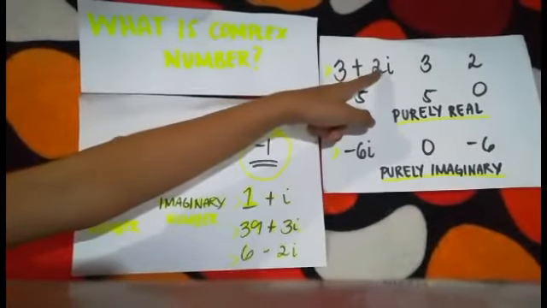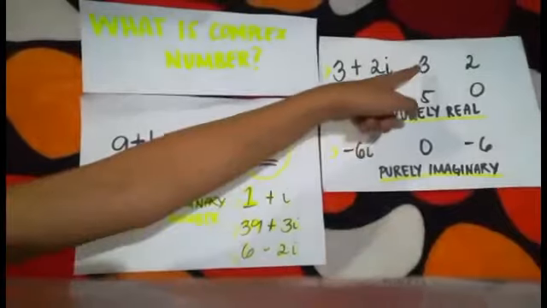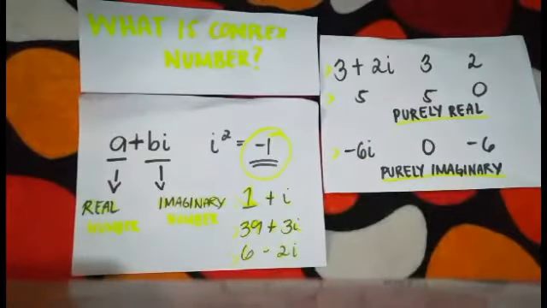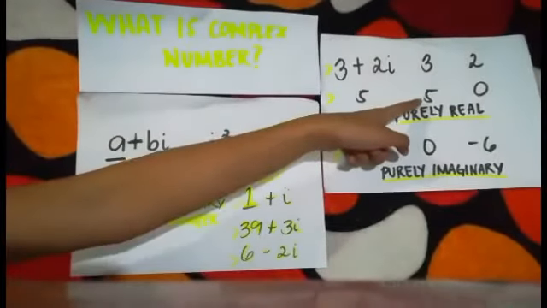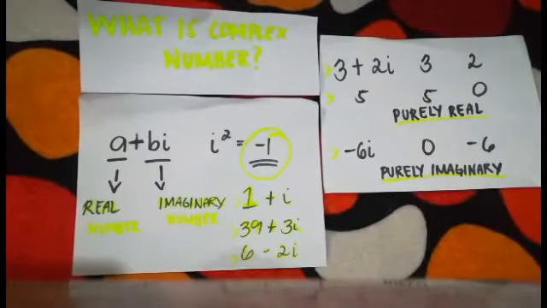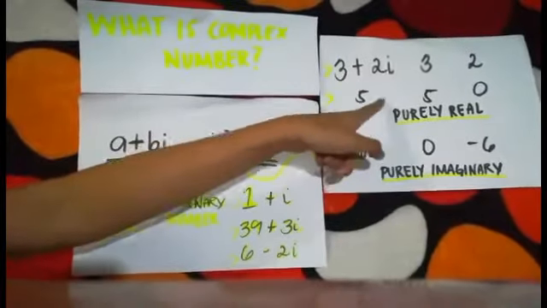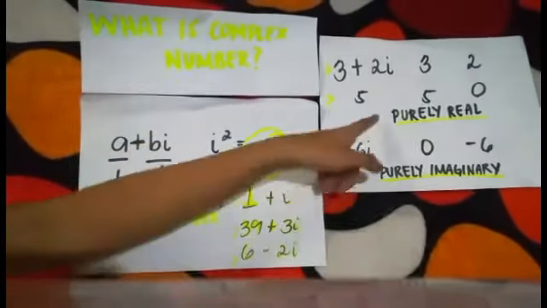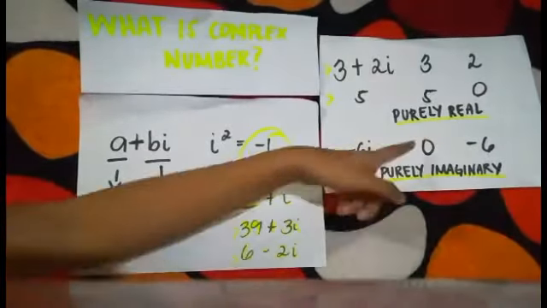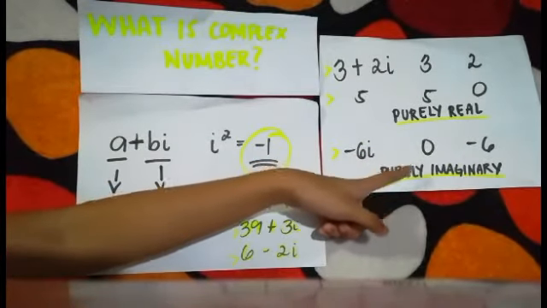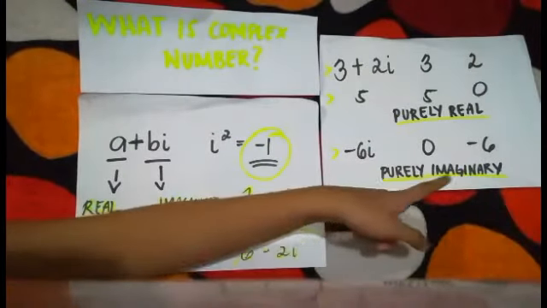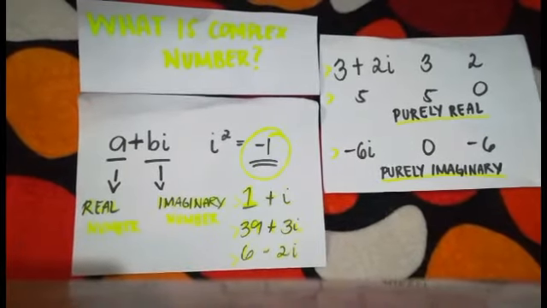3 plus 2i, the real part is 3, and the imaginary part is 2. Next is 5. The real part is 5, and the imaginary part is 0, because there is no imaginary part in this expression. It is called purely real. Next is -6i, the real part is 0, and the imaginary part is -6. It is called purely imaginary because there is no real part in the expression.